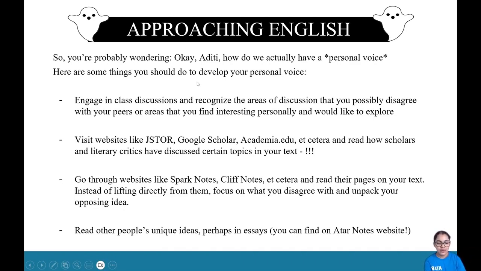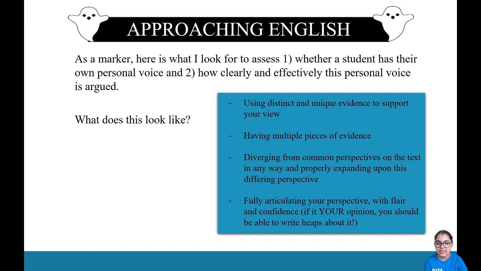So let's move on now, and let's look at the criteria. Let's look at some of the things that, as a marker, as a tutor, I look for. This is usually for when my students send me their practice essays, because I'm not an HSC marker, so I'm doing this like the real thing. But for feedback, here are some things that I always keep an eye on. Firstly, whether a student has their own personal voice.